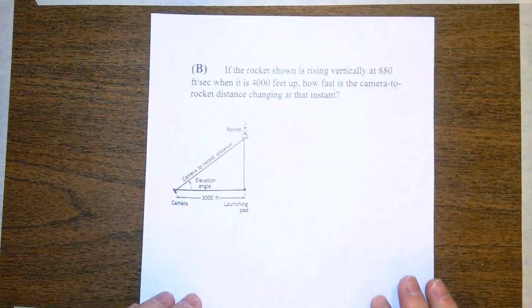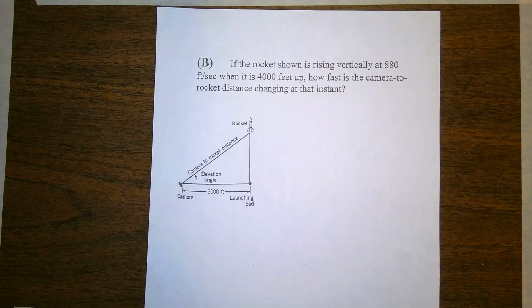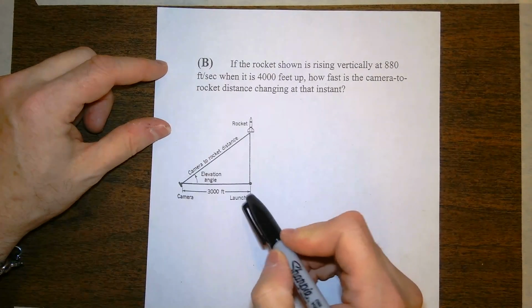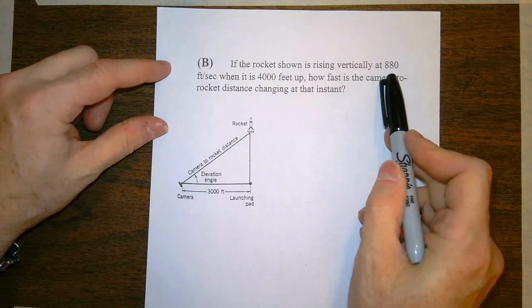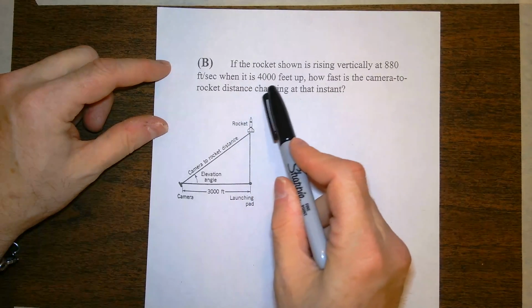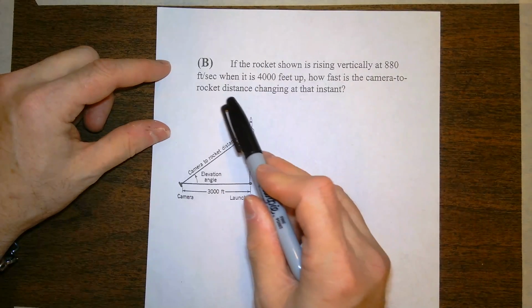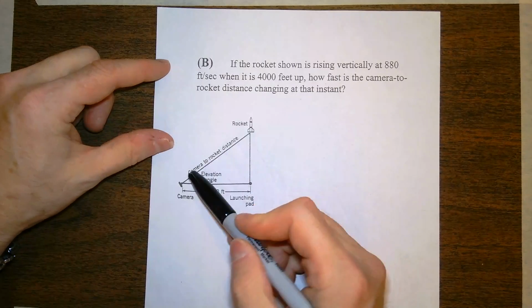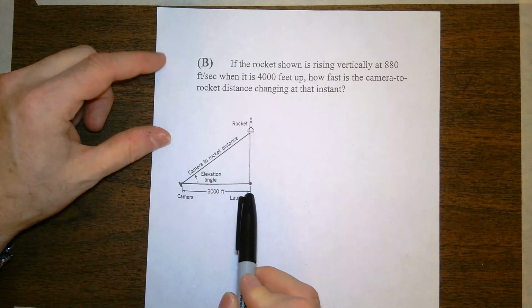So in the packet, go ahead and take out the packet, and problem number B. In problem number B, I've got a rocket shown rising vertically. So here's my launching pad, and the rocket is rising vertically at 880 feet per second. When it is 4,000 feet high, how fast is the camera to rocket distance changing at that instant? Here's the camera to rocket distance. The camera is fixed 3,000 feet away from the launching pad.